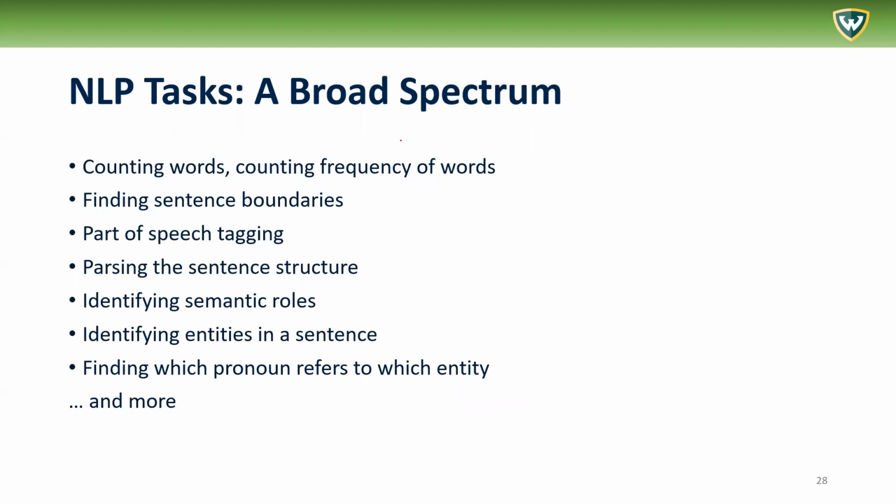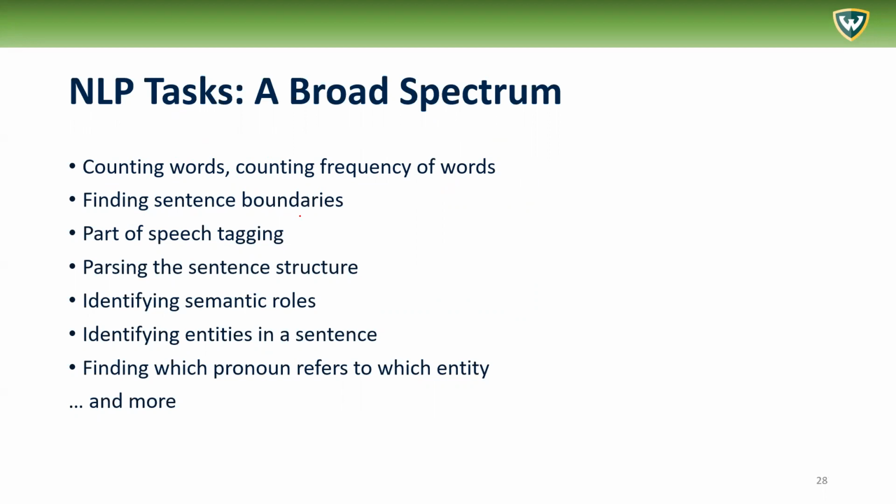So a broad list of NLP tasks is the following. Counting words, counting the frequency of words. Often we want to count words of the document to understand the length of documents, or to understand the important concepts of a set of documents. We'll count the frequency of certain terms.